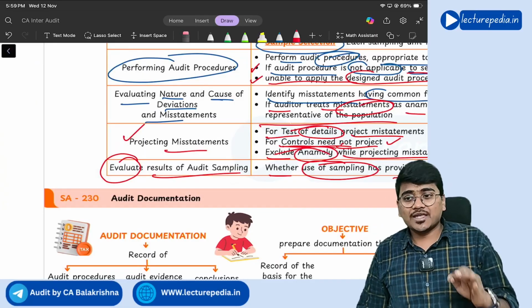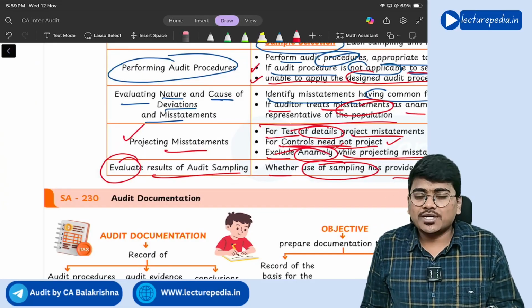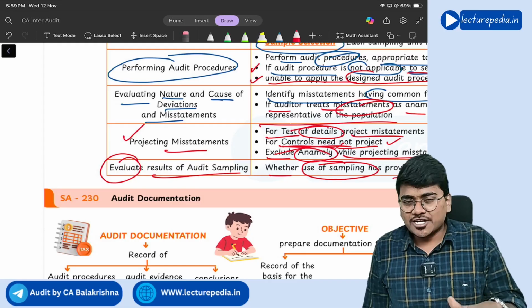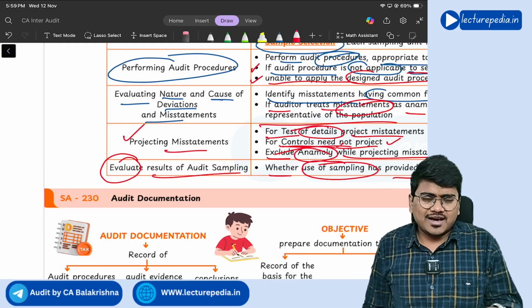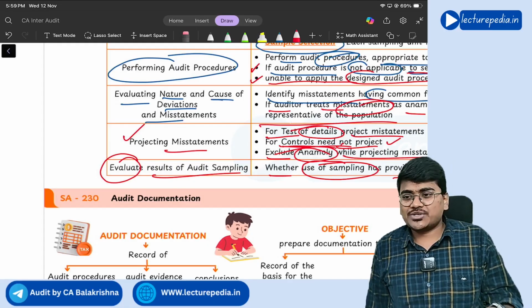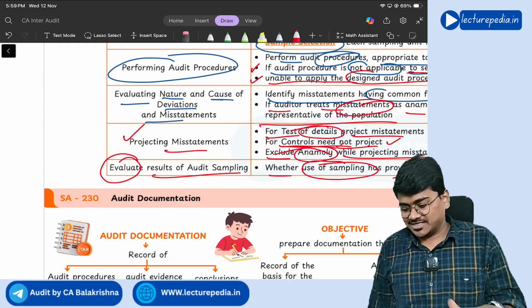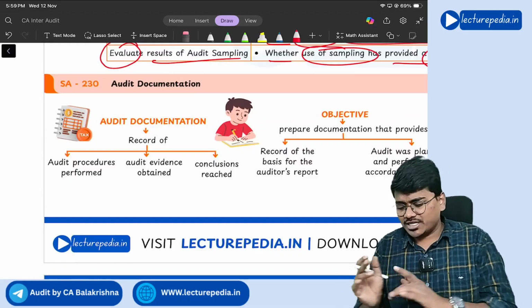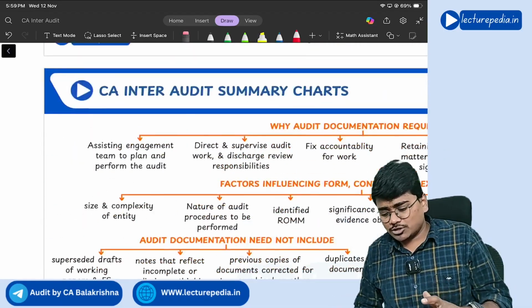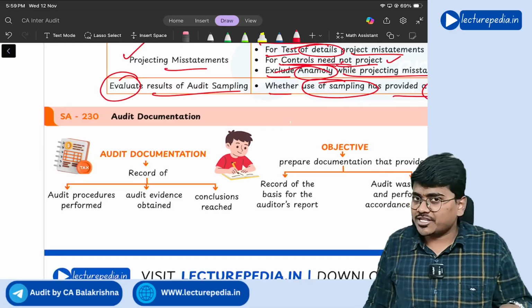That is SA 530. Now we'll move to SA 230. This is the last standard of this particular chapter, right? Yeah, which is nothing but audit documentation. See, this audit documentation, it is very easy and very important.